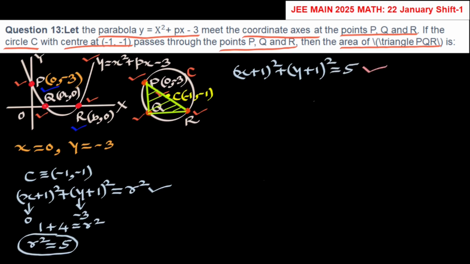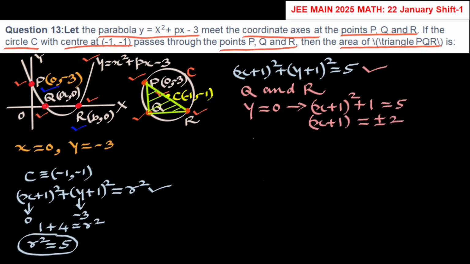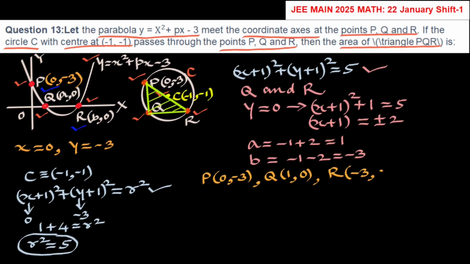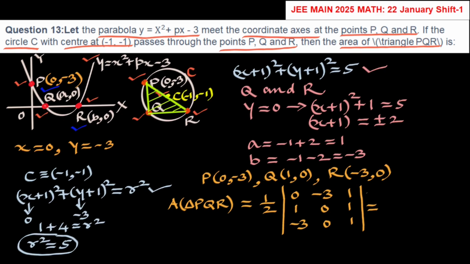Now this circle also passes through points Q and R. So we can put y equals 0, so that it will be x plus 1 whole square plus 1 equals 5. x plus 1 equals plus minus 2. So we have two values of x. The first value is a, minus 1 plus 2, 1, and the other b, minus 1 minus 2, minus 3. Now we have coordinates of p, q and r. P is 0 comma minus 3, q is 1 comma 0 and r is minus 3 comma 0. So area of triangle PQR is half determinant 0 1 minus 3, minus 3 0 0, 1 1 1. That will be 3 into 1 plus 3, 6.